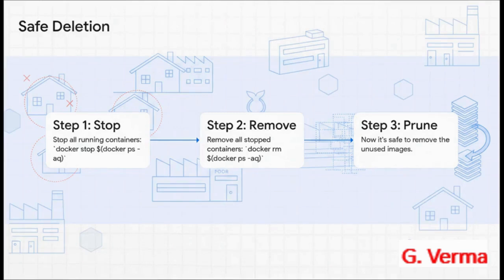So here's the deal. There's a right way to do this. You can't just delete an image if a container, even a stopped one, is still using it. Think about it this way. You can't throw away the blueprint if a house built from it is still standing, right? So the process is always the same. First, you stop the containers. Second, you remove the containers. And only then can you finally get rid of the images.